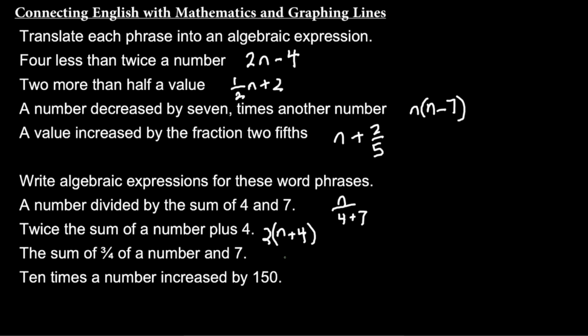Next, we have the sum of 3/4 of a number and 7. So 3/4 of a number is 3 over 4 n, and 7, so plus 7. Next, we have 10 times a number increased by 150. So 10 times a number, increased by 150.